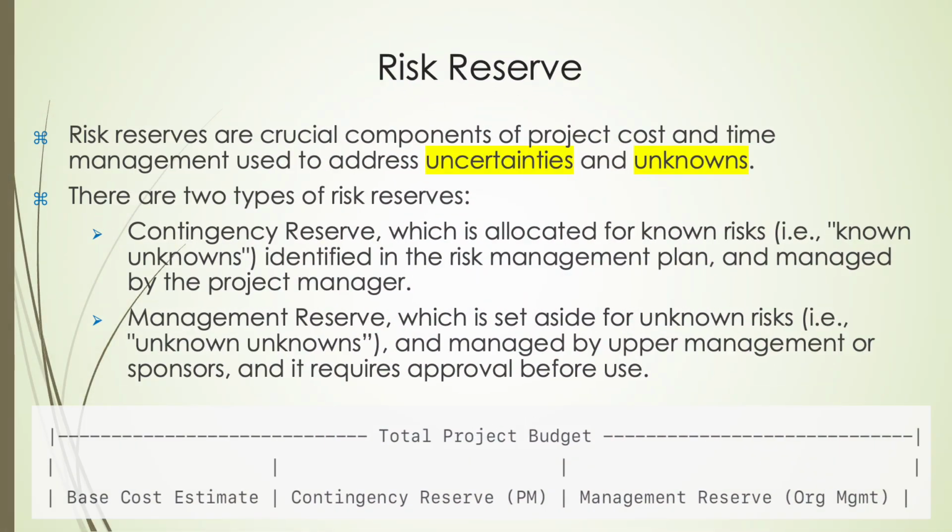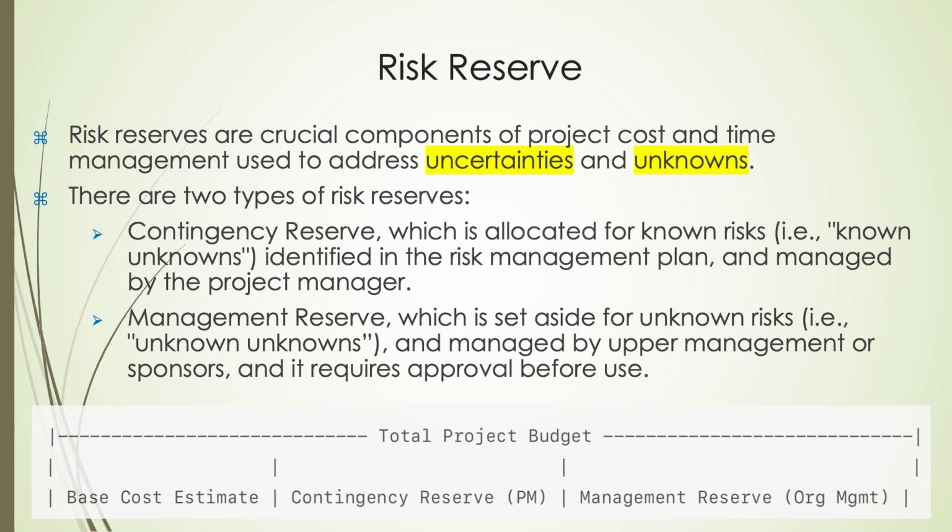Risk reserves are essential financial and temporal buffers integrated into project budgets and schedules to proactively address uncertainty. They are divided into two distinct types. First, the contingency reserve, allocated for known risks, or what we call known unknowns, and identified during risk analysis. This reserve is managed by the project manager to address anticipated issues without requiring higher-level approval, ensuring agility in response.